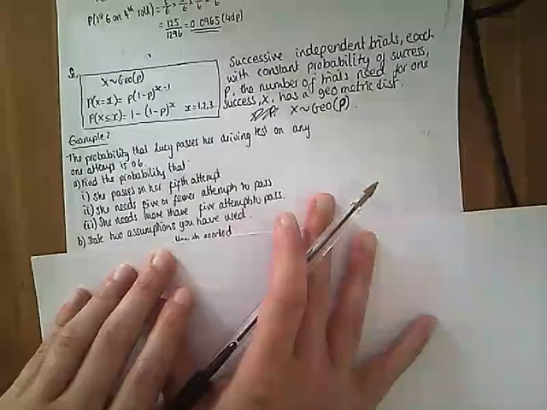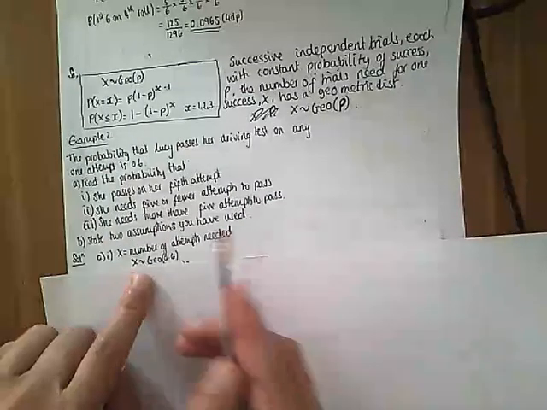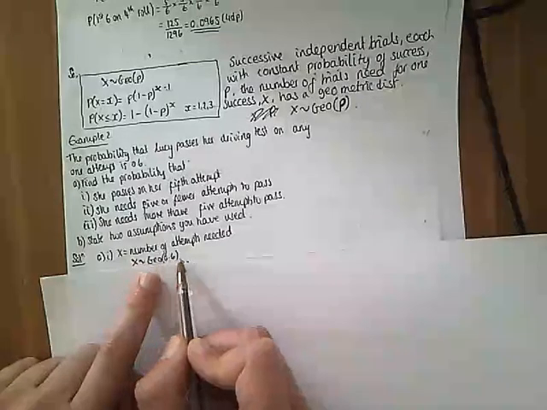Okay? Right, now as always, you're kicking this off, you're writing the geometric distribution. So I'm saying x is the number of attempts needed.